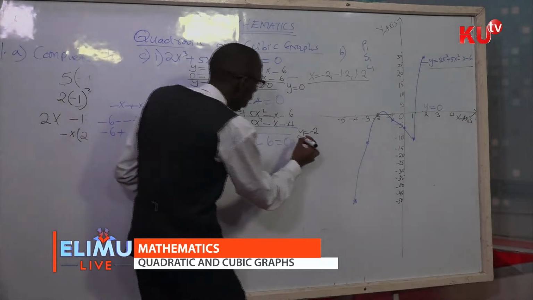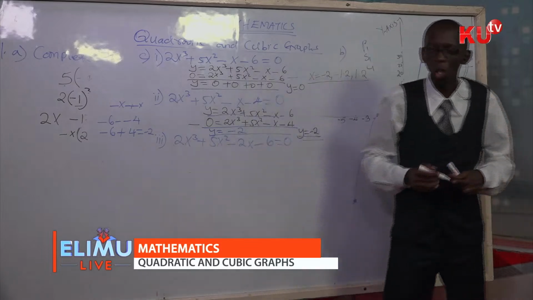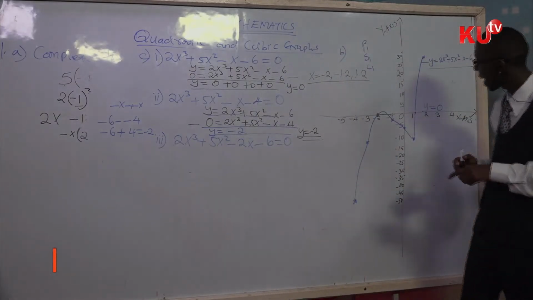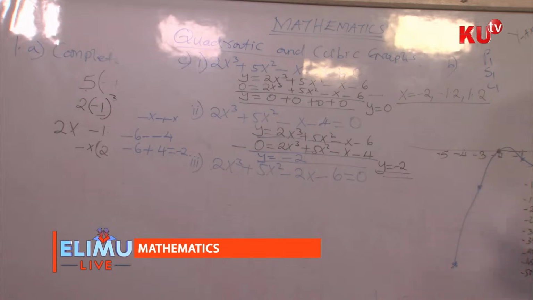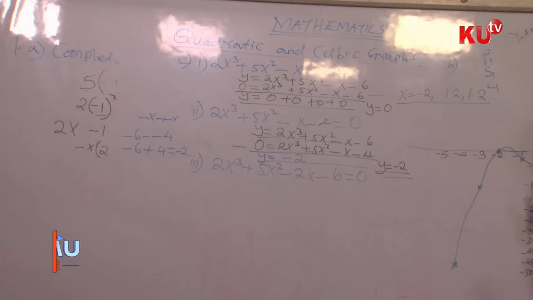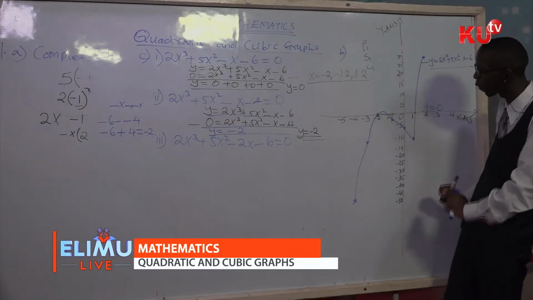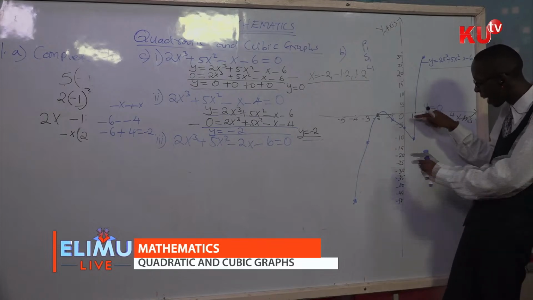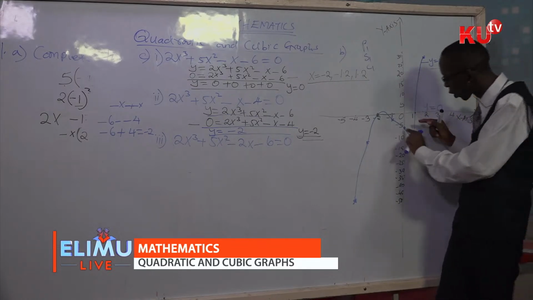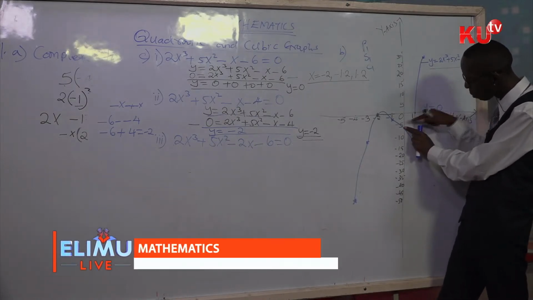So you have gotten your value of y is equals to negative 2. When you get your value as negative 2, my dear student, go back to your graph. Y is equals to negative 2. So in your graph, go to the y-axis. This is the y-axis. In your y-axis, check where we have negative 2.